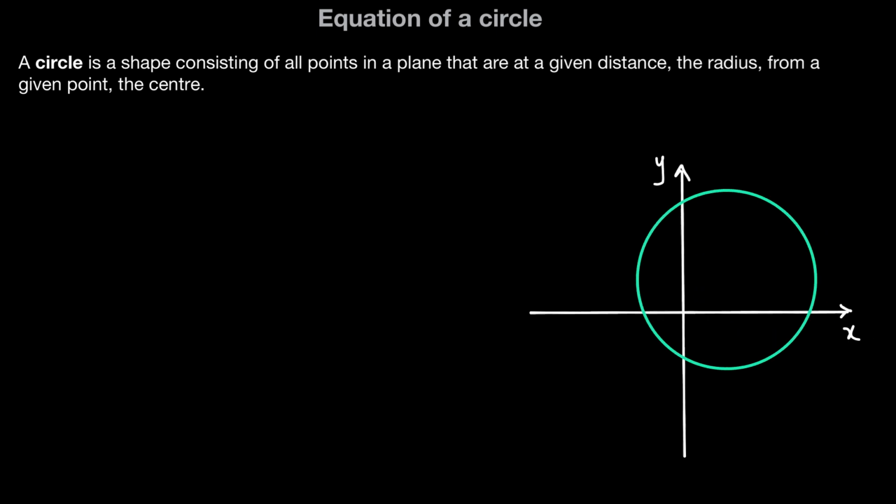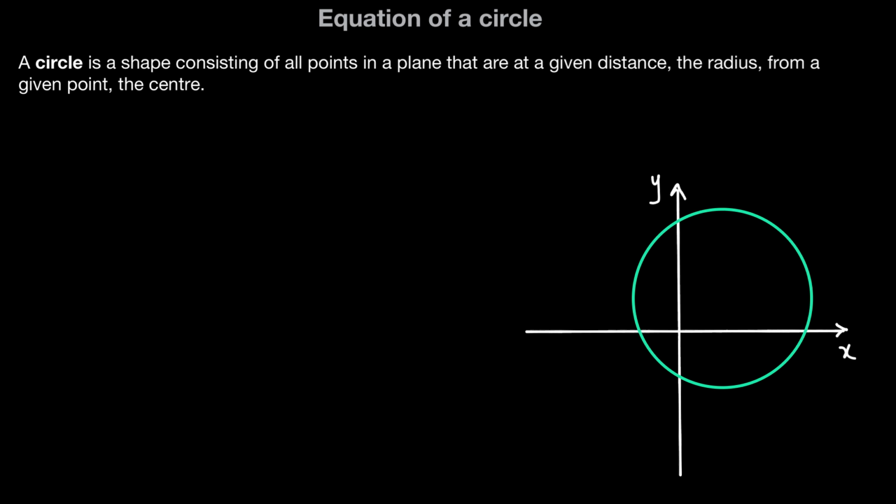So over here, if we were to visualize this, we can say that the center, let's call that C over here. And a circle is a shape that consists of all the points in a plane that are at a given distance from the center point. And we call that given distance the radius. So what that means is that any point x comma y on the circle is a fixed distance away from the center. And we call that fixed distance the radius. We're going to use the letter r to represent the radius.